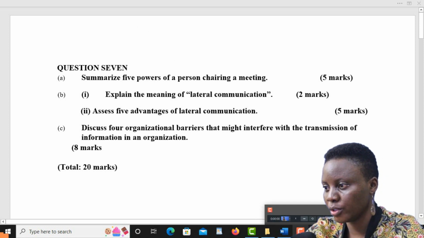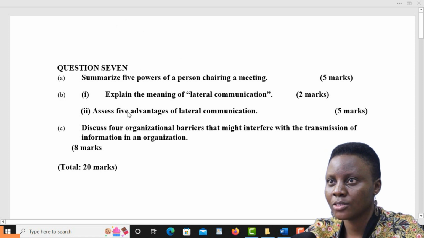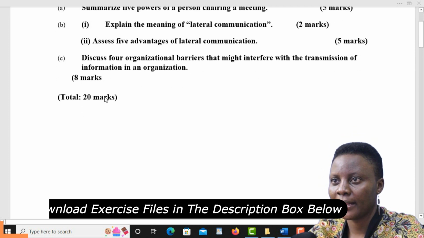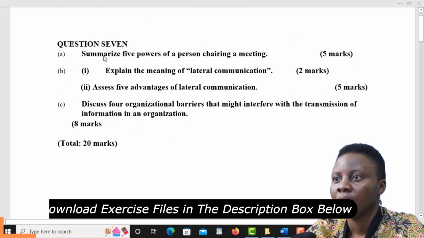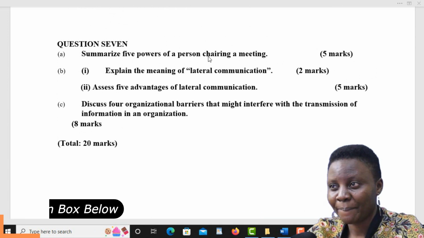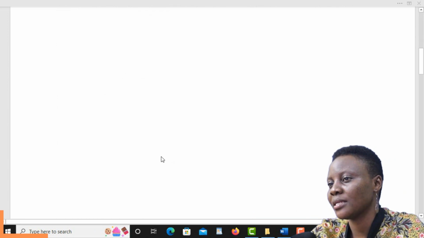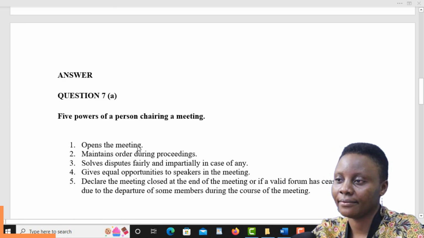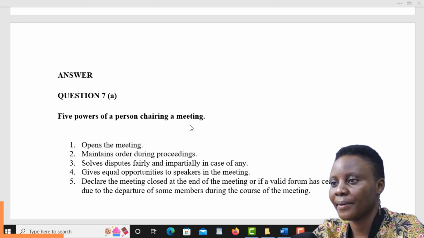This is our last question, the last question in the August 2022 first paper. Question 7. Let's go straight to question 7A. Summarize 5 powers of a person chairing a meeting. In other words, you're looking for functions of a chairman or a chairperson in a certain meeting. So, 5 powers of a person chairing a meeting.